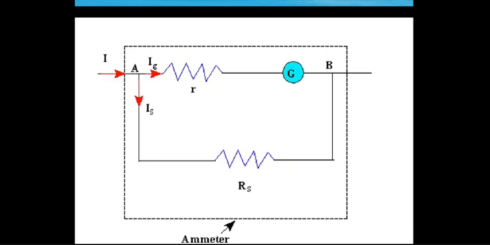You divert the bulk of the main current through the shunt path so that it doesn't have to go through the galvanometer, and the galvanometer would remain safe. But at the end, you make the corrections to correlate the value of capital I with the deflection seen. That means the value of Ig that is actually going in.